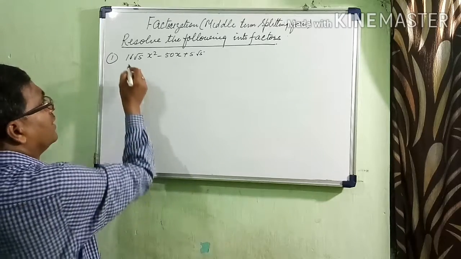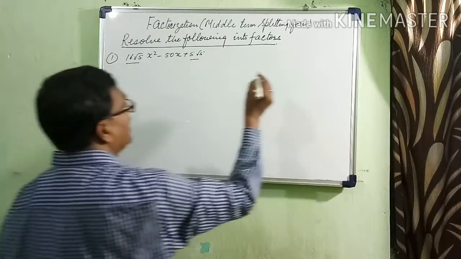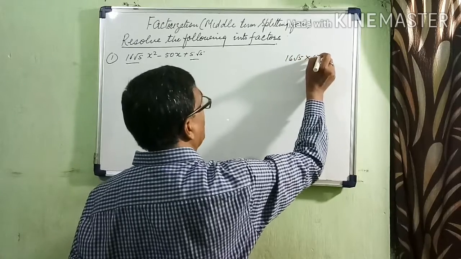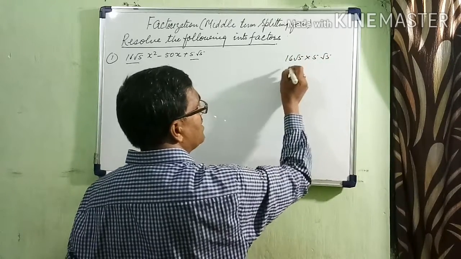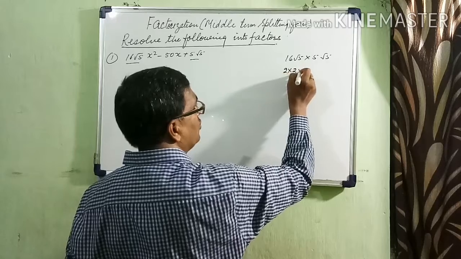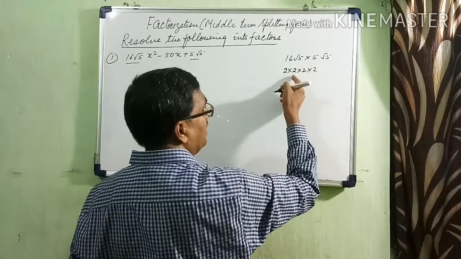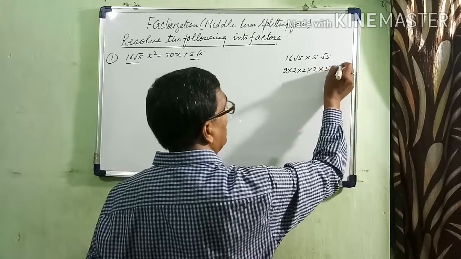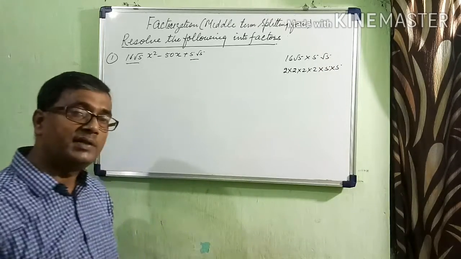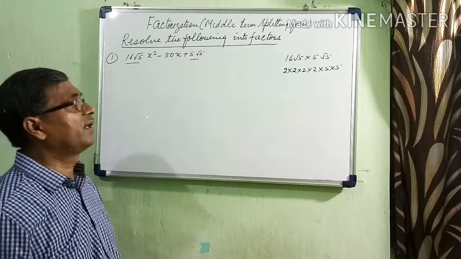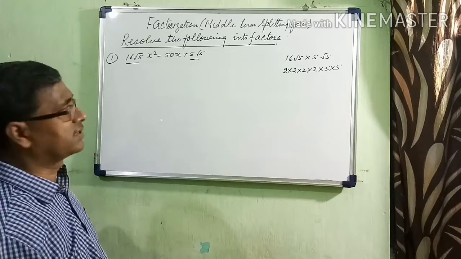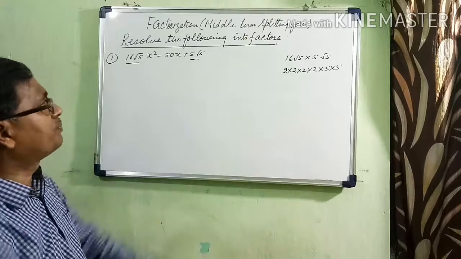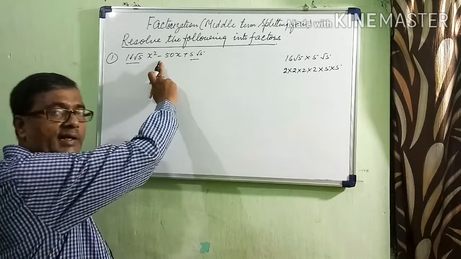What are we to take? The factors of this and this. Let us take 16 root 5 into 5 root 5. 16 can be written as 2 into 2 into 2 into 2, and root 5 into root 5 is equal to 5 and another 5. These are the factors, but these factors must be converted into how many parts? Into 2 parts only, such that the sum of these 2 parts must be equal to negative.